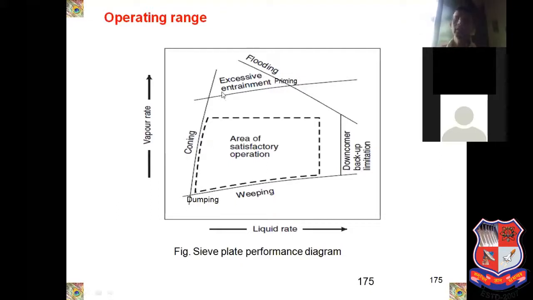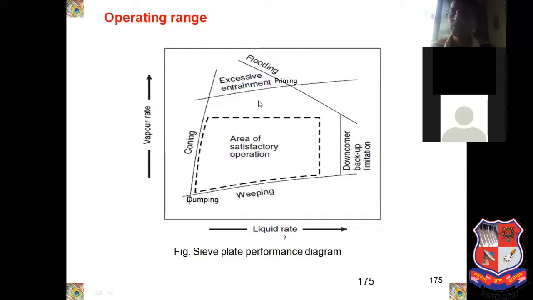Still, if you increase the vapor flow rate, then it reaches the entrainment region. Entrainment means carry over: the vapor carries your liquid along with it. That is not a separation, it is carry over, and that's why it should not occur. And on the other side, when the liquid flow increases much higher, the downcomer backup, the accumulation of liquid, increases. That is also not good. And at extremely high liquid and vapor flow rates, ultimately flooding occurs.